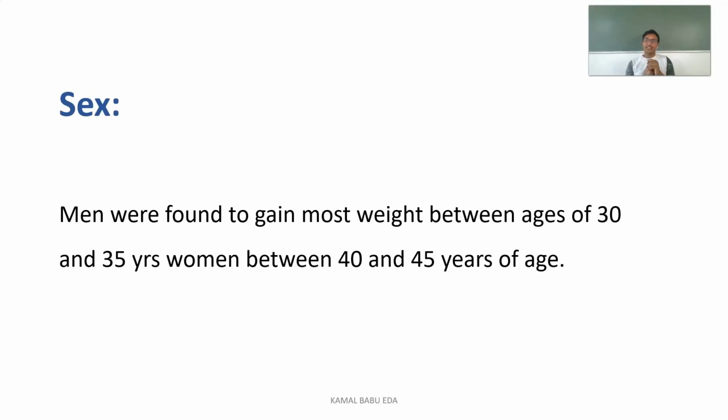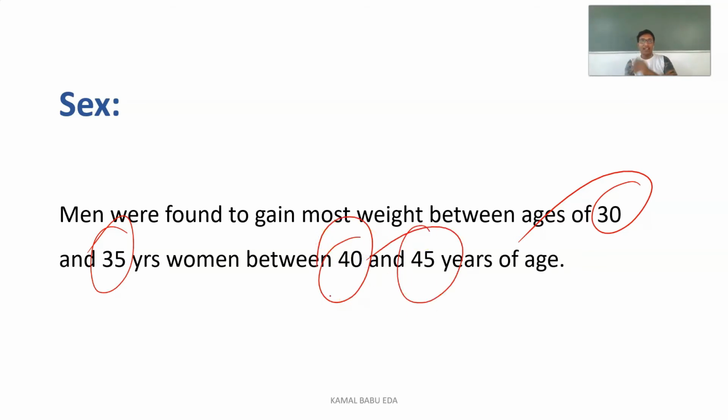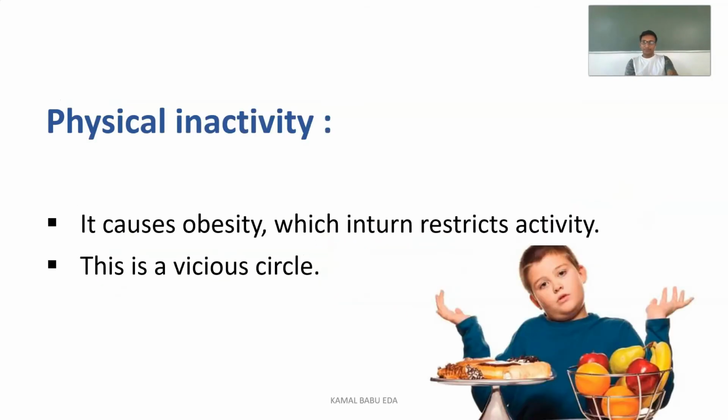So if you see the sex here, men are found to gain the most weight at the ages of 30 to 35. So in men, 30 to 35 is the ideal age to gain weight, and in women, 40 to 45 years is the ideal age to gain weight.